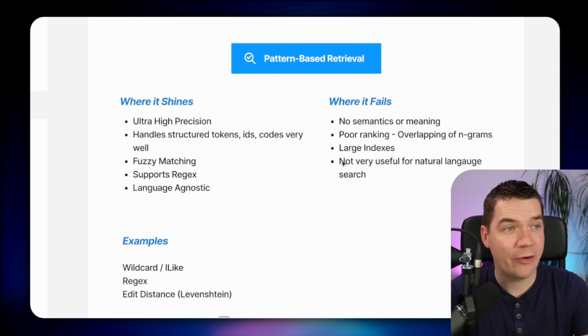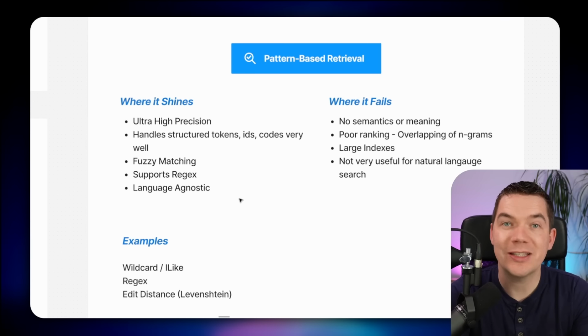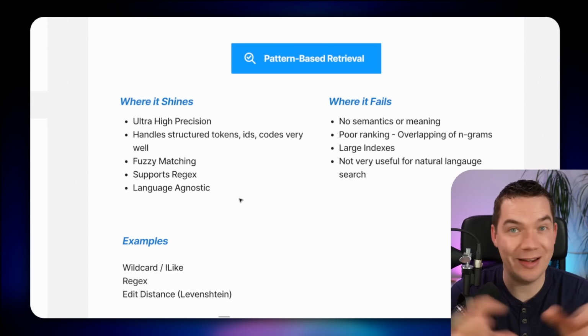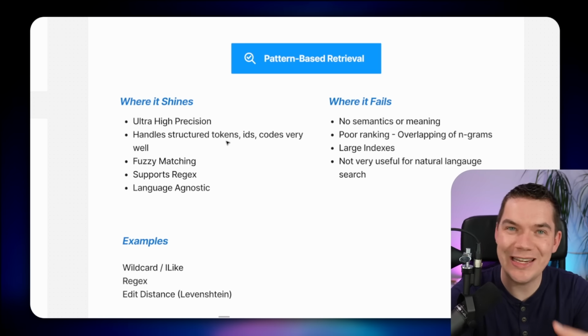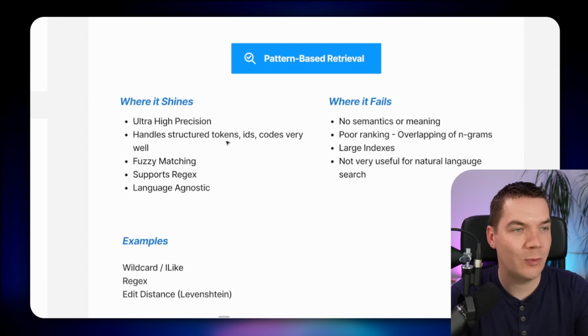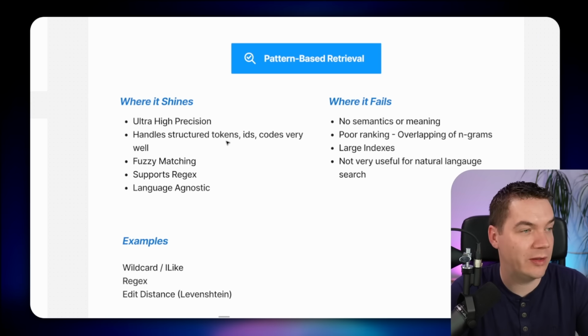So where this type of pattern-based retrieval shines, it is ultra high precision, because if you can get the query right, it will find the substring within a large quantity of text. So it's ideal for handling the likes of IDs and codes and tokens, which may be broken apart in a tokenization process for sparse embeddings, and dense embeddings just would have no chance with in the first place.